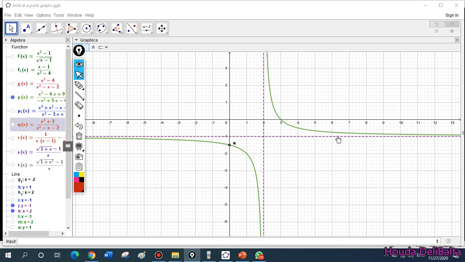Now, this is about the horizontal asymptote. As x approaches plus infinity, the curve is approaching -1, and as x approaches minus infinity, the curve is also approaching -1. So this is the horizontal asymptote, and this is the vertical asymptote for this curve.